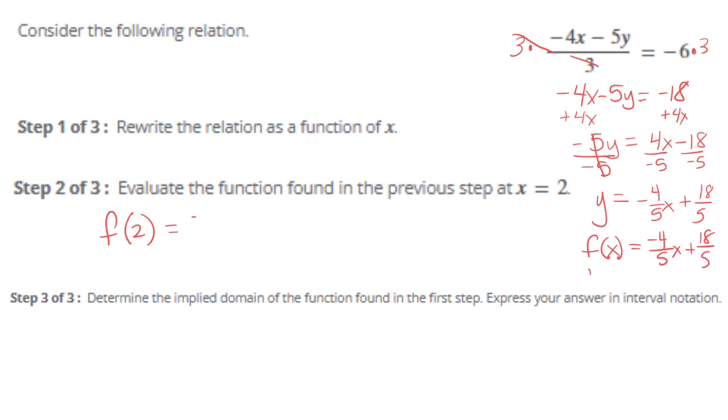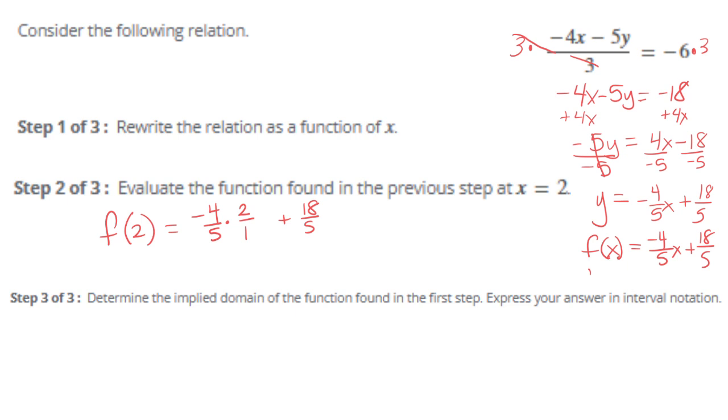So all I'm going to do then is put in a 2 every place that the x is. So that means I've got to take the negative 4/5 times 2. Well, I would like to write that as 2 over 1, just because it's getting multiplied by a fraction. And then I still have my plus 18/5. So now we're just plugging in a number instead of an expression.